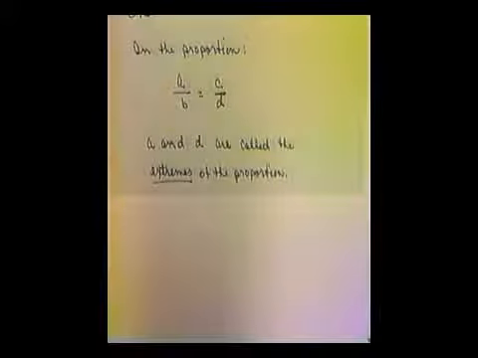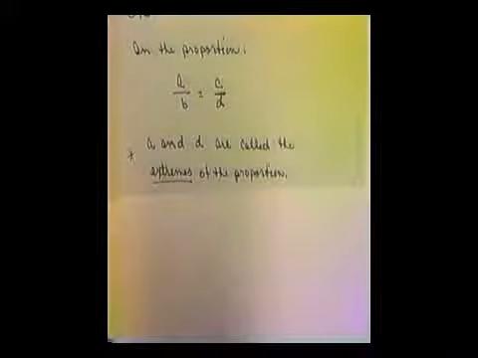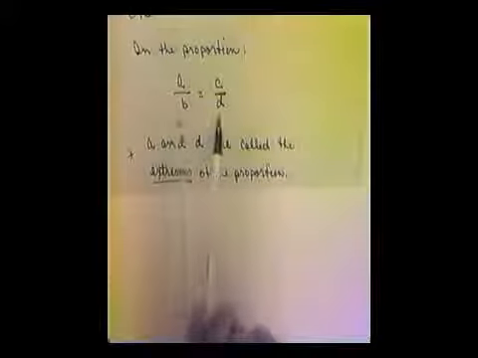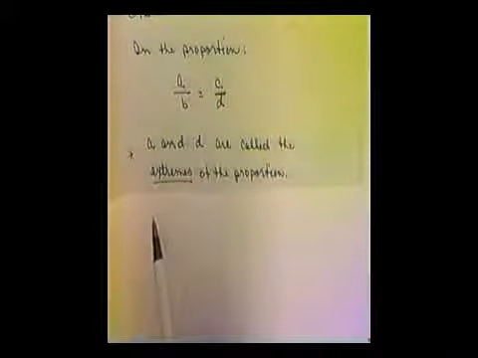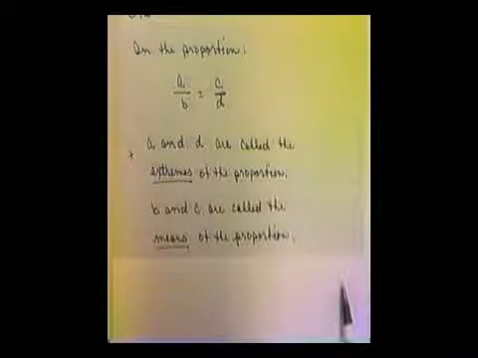In a proportion, A/B equals C/D. The values A and D are called the extremes of the proportion. This is something we need to know. Notice when we say them, A is the first thing we say and D is the last thing we say. B and C are called the means of the proportion.